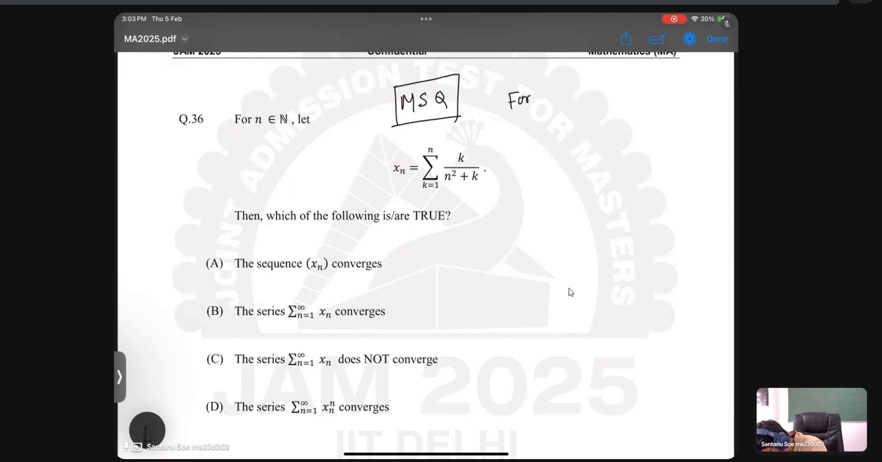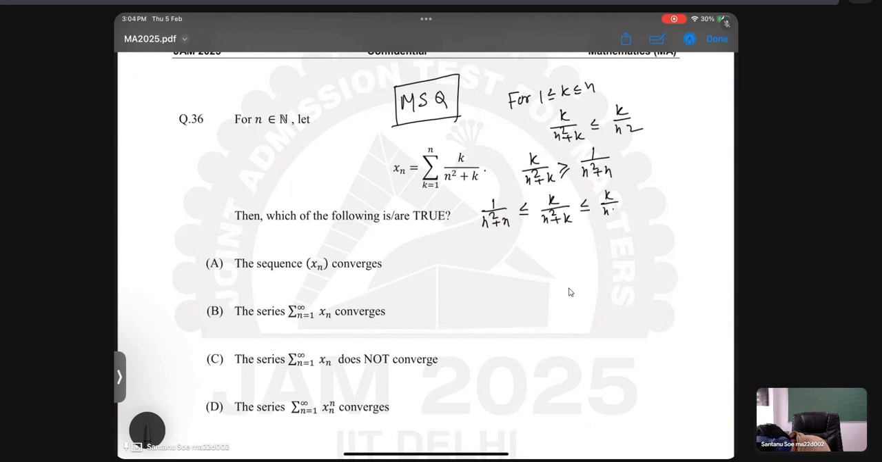for 1 less than or equal to k less than or equal to n, k divided by n square plus k is less than or equal to k divided by n square, and k divided by n square plus k is greater than or equal to 1 by n square plus n, because k is greater than or equal to 1 in the numerator, and in the denominator 1 by k is greater than or equal to 1 by n. Then we can write compactly 1 by n square plus n less than or equal to k divided by n square plus k less than or equal to k divided by n square.